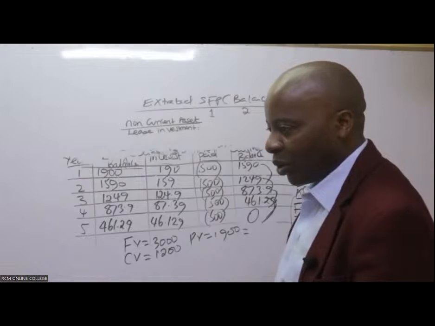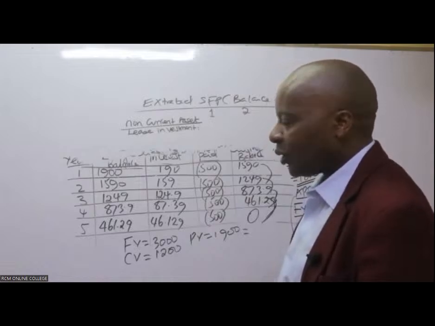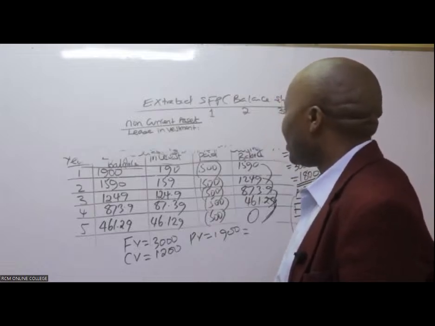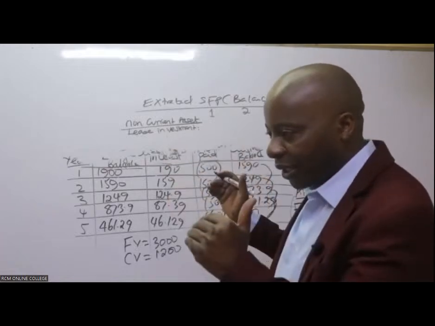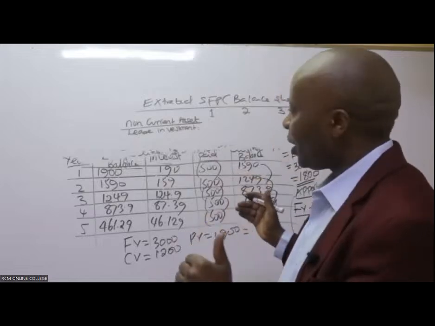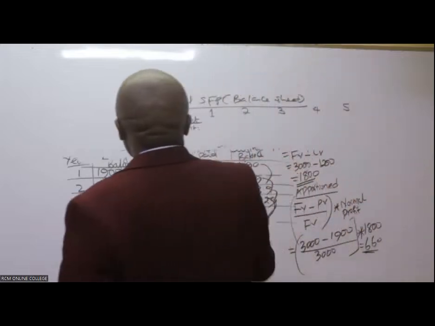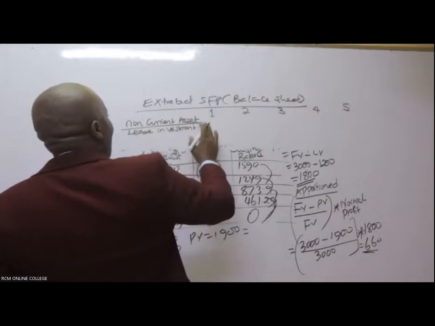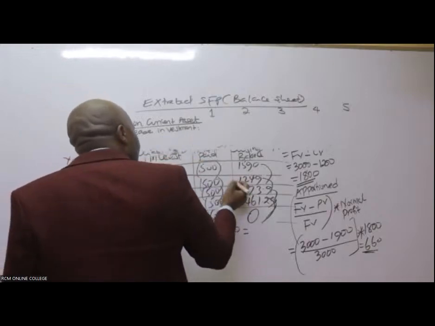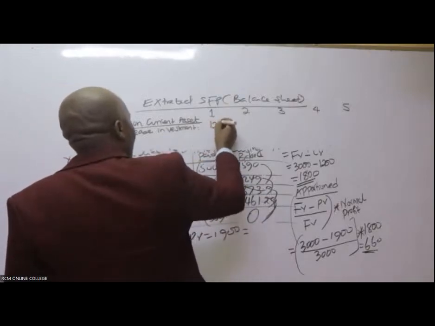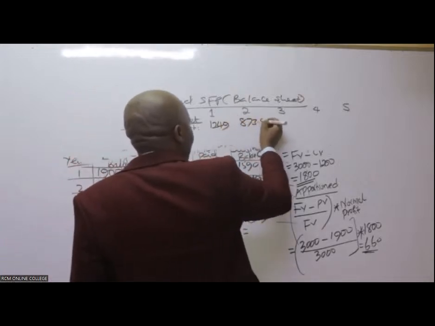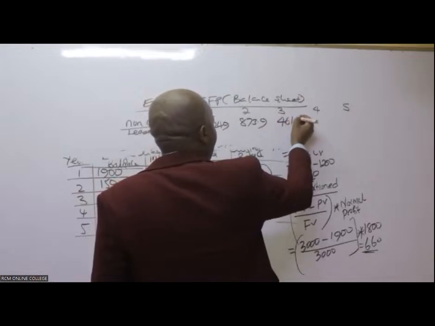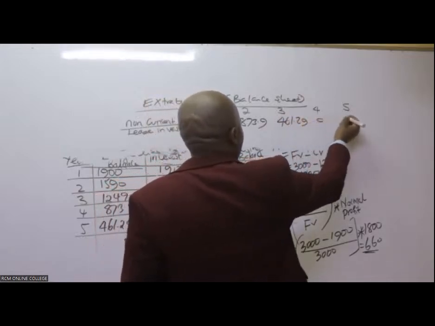How much will you book in year number 1? Lease investment. And the non-current. Non-current is futuristic. All right. So lease investment, ladies and gentlemen, we have year 1 futuristic year. So we have here 1249. We have 873.9. We have 461.29. We have 0. We have 0 like that.